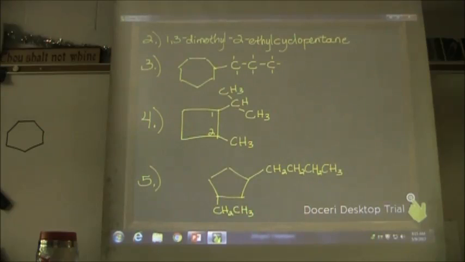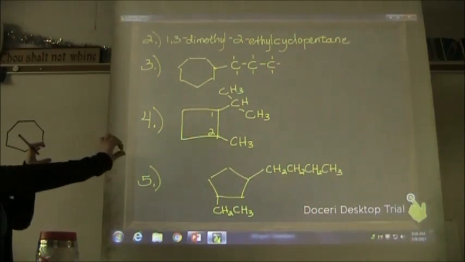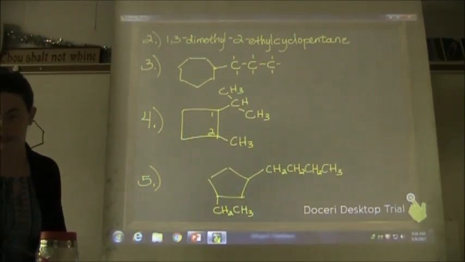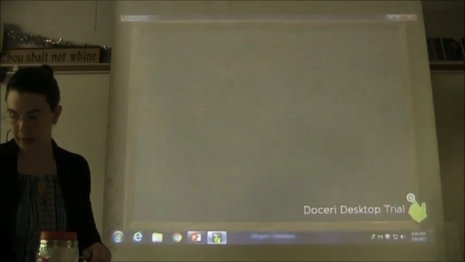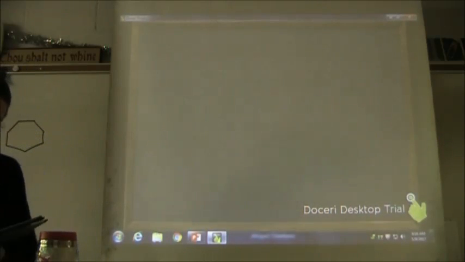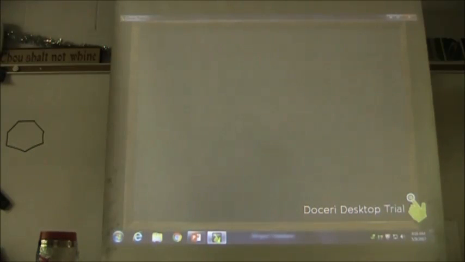Okay? So, to give you just a little final practice with this, I'm going to give you the name of something, and I want you to draw it. It's actually not a cyclic molecule at all. Here's what I want you to draw. Shouldn't be too difficult.